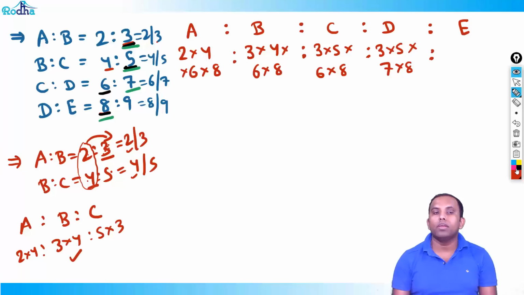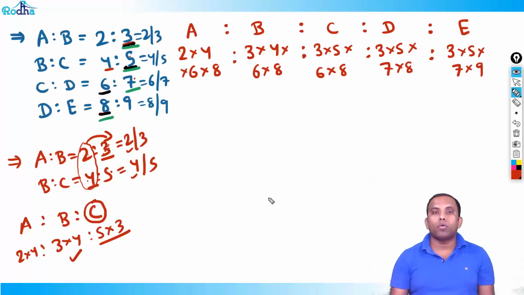What will E be? All the denominators. What is the last ratio here? The last ratio here is 3 into 5 into 7 into 9. So E is 3 into 5 into 7 into 9.